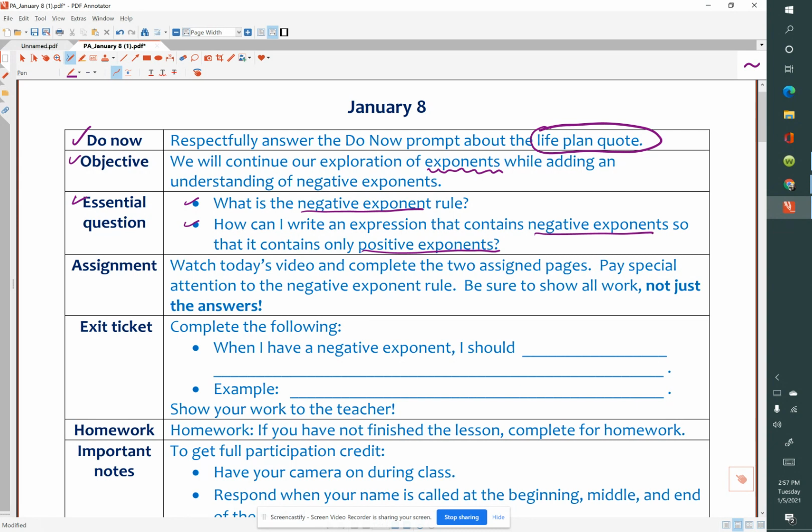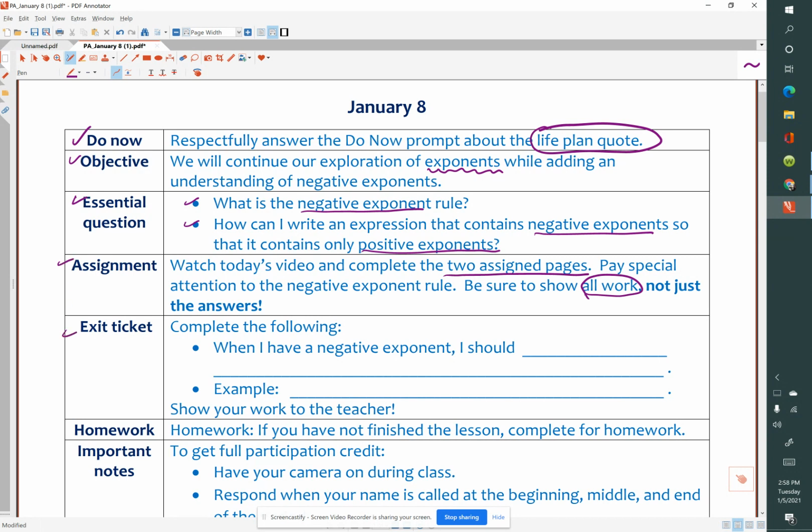So after we watch the video, or as we watch the video, we'll complete 2 assigned pages today. The first page is a chart very much like the one you did yesterday, but with slightly more difficult problems. Let's pay special attention to the negative exponent rule. And remember, show all of your work, not just the answers.